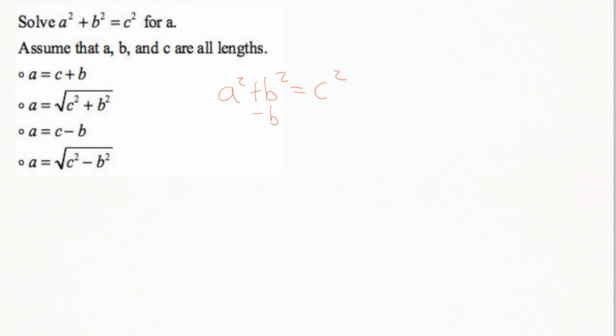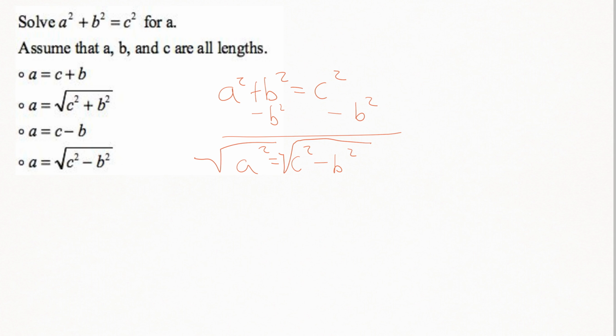So I'm going to go ahead and just subtract this b squared over to the other side. So out of there I get a squared equals c squared minus b squared. And then to get rid of the squared on that a, I just need to square root it. So square roots cancel out squareds. And so I'm just going to square root both sides of this equation.